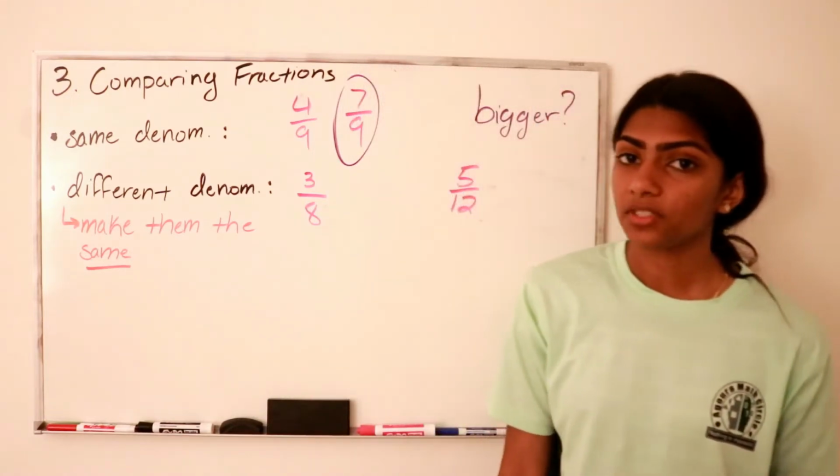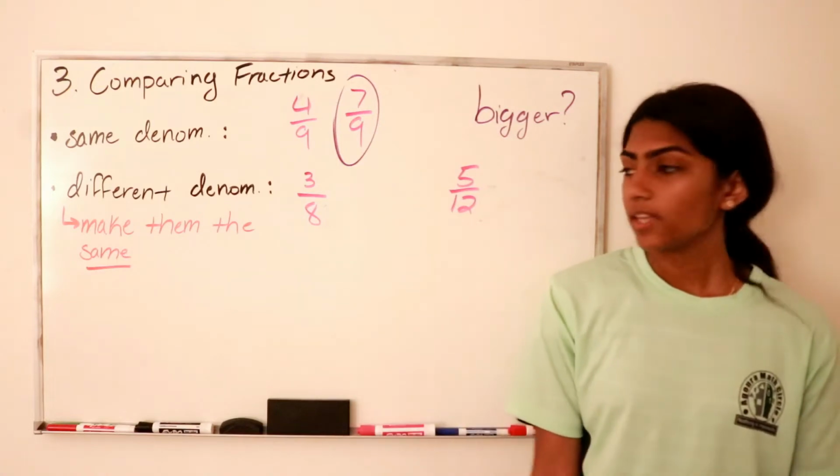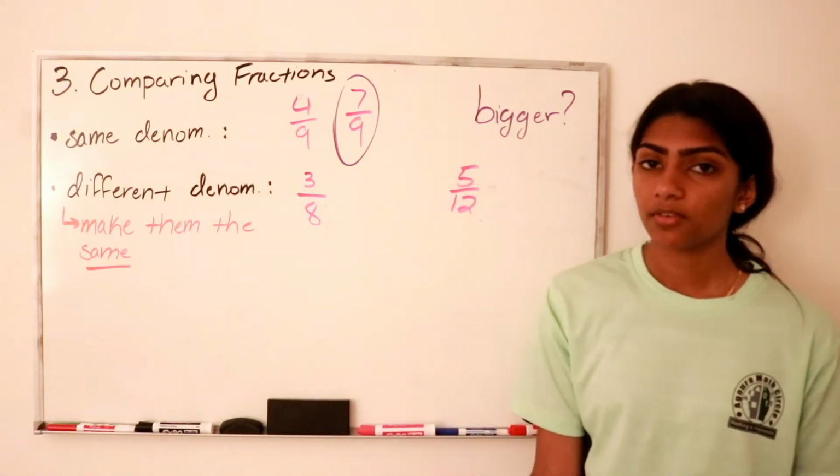But what if they have different denominators? For example, 3 over 8 and 5 over 12. Well, we can't just ignore the denominators. That's what makes them different values.